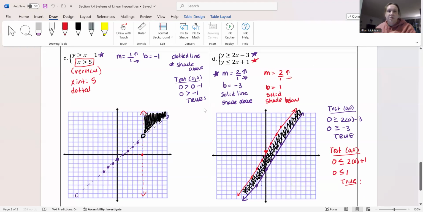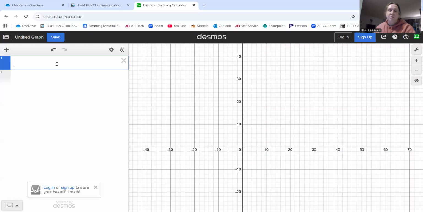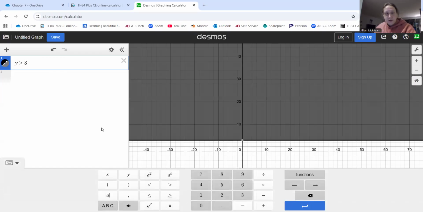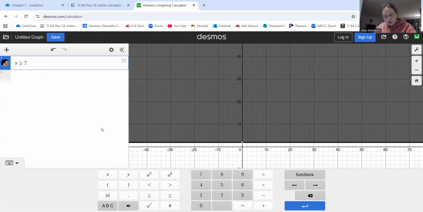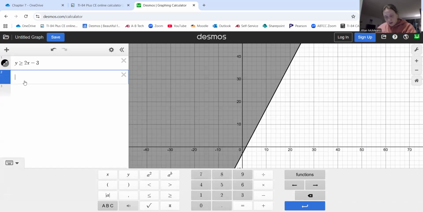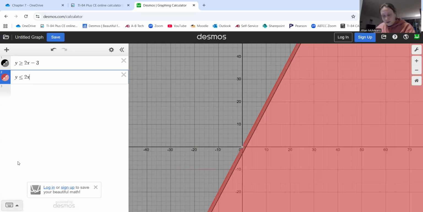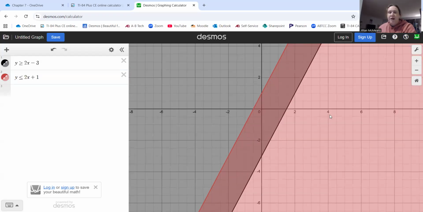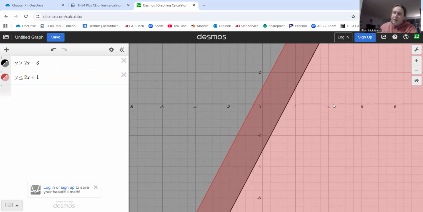And remember, you can just clear out old junk, or you can refresh the whole screen. Here we have y is greater than or equal to 2x minus 3. So that's our first inequality. Our second inequality, we have y is less than or equal to 2x plus 1. And there you have it. It's a little bit harder to see, so I'm going to zoom in a little bit. All right, so you can see the black line was the first inequality, the red line was the second inequality.